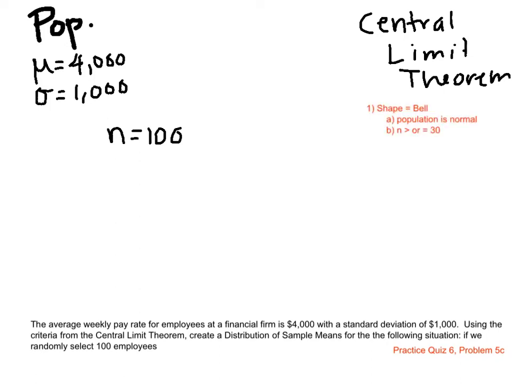The first one here says that the shape of my distribution will be a bell curve, if it meets one of the following criteria: if the population is normal, or if my n is greater than or equal to 30. Since in the problem down here we did not see that the population was normal, we have to rely on b then and look at our n, which is in fact greater than 30. So I'm going to go ahead and draw a bell curve here.